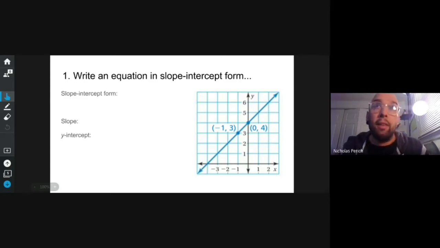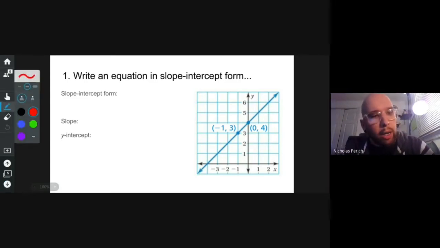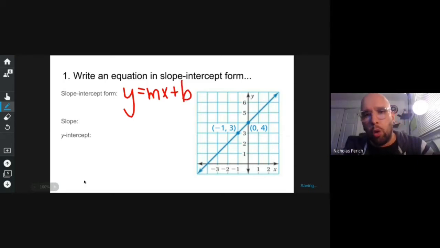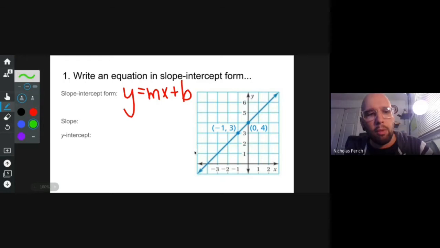Cool. So let's do what the handsome fella in the video did. Let's write out slope-intercept form: y equals mx plus b. Let's go to our graph and first find the slope. It's a positive slope.